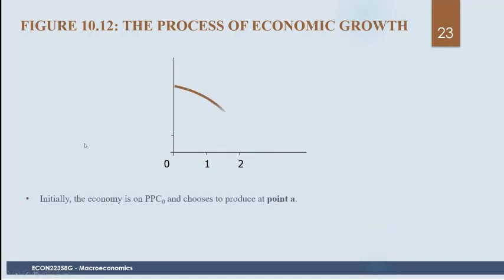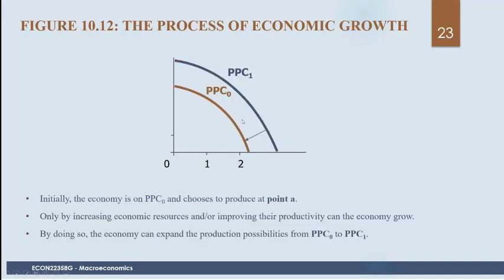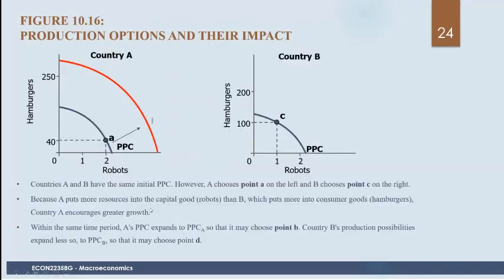That's the bottom line. If there's some kind of a natural disaster or something like that, then we would have a shift inwards like that. I think there's a bit of a typo here. This is supposed to be for a reduction in economic growth. Now, the reason why they chose robots and hamburgers in the example is because robots are capital goods and hamburgers are consumption goods. It also matters how much we invest in capital goods.